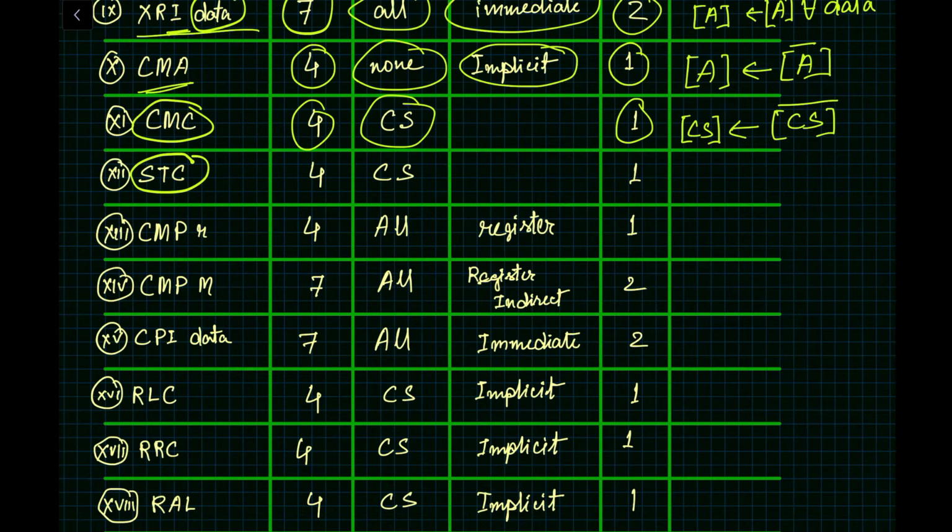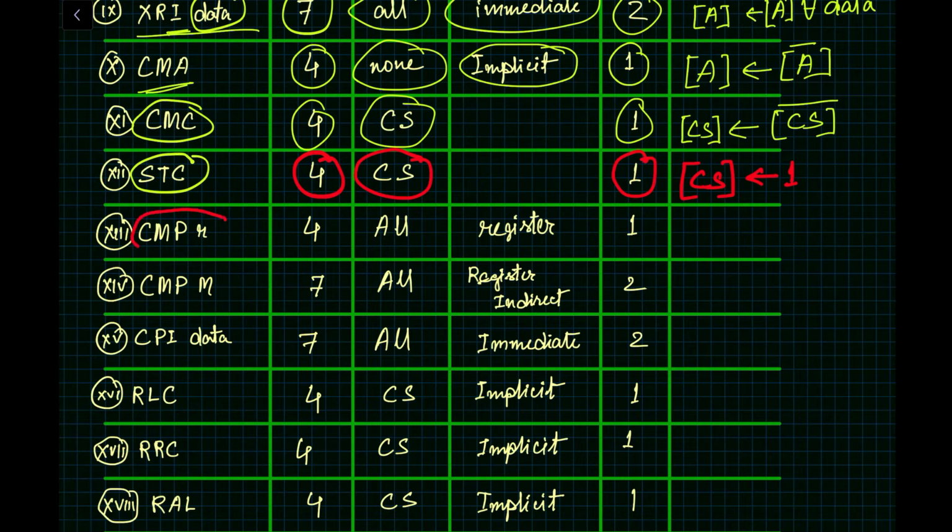Okay, so next we have STC. STC means set the carry status. Irrespective of the previous value, 1 will be written into the carry status flag. So let me write down here: 1 will be written into the carry status flag. After going through this instruction, the carry status flag will be 1. Here only CS, the carry status, will be modified. We need 4 T states and 1 machine cycle.